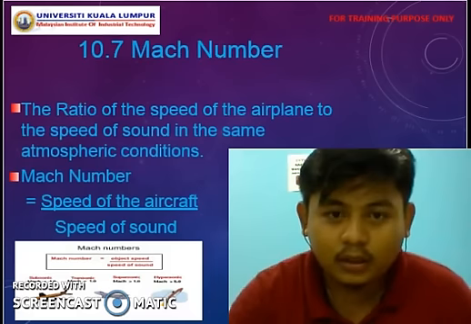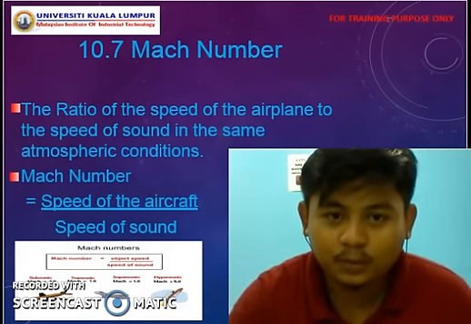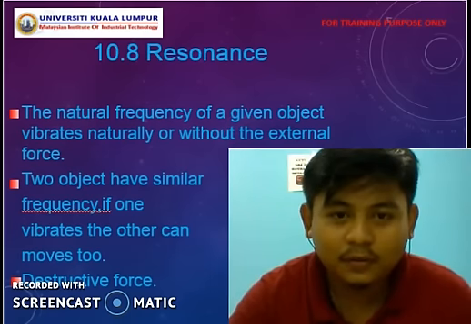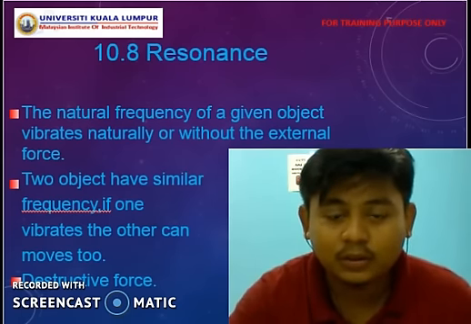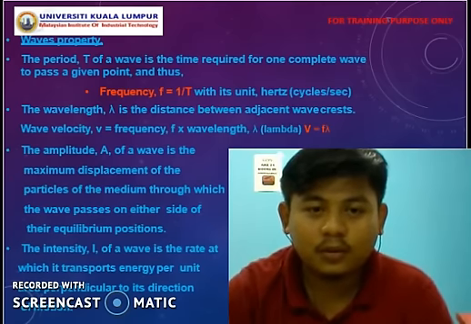And then is Mach number, the ratio of the speed of the airplane to the speed of sound in the same atmospheric condition. Mach number equals speed of the aircraft over speed of the sound. The next is resonance. The natural frequency of a given object is how it vibrates naturally or without an external force. If two objects have similar frequency and one vibrates, the other can move too. It has a destructive force. So this is the conclusion of the chapter sounds.